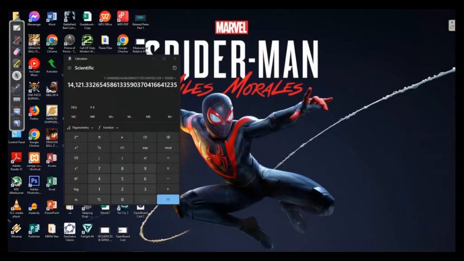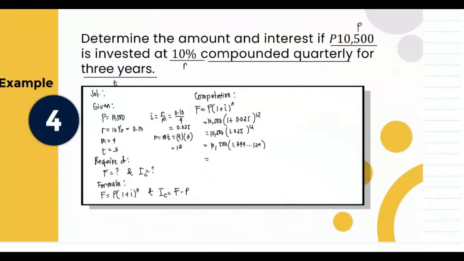And again, make sure that you know how to round off the values, okay? So if it is 5 or greater than 5 beside the 3, for example, you have to round off 3 to 4. But if it's less than, you could retain the value of 3 there. So you would just copy 14,121.33. So this would be our future value or the compound amount.